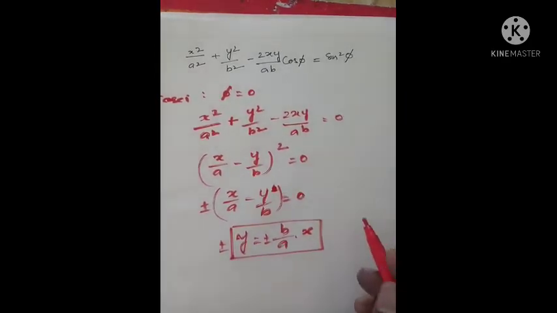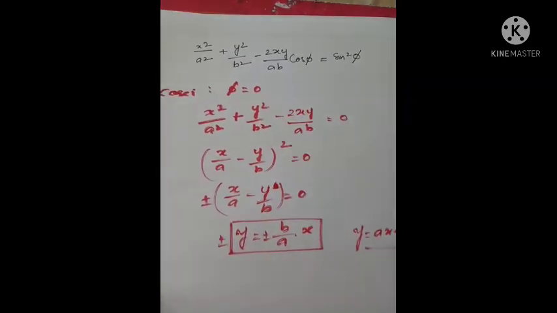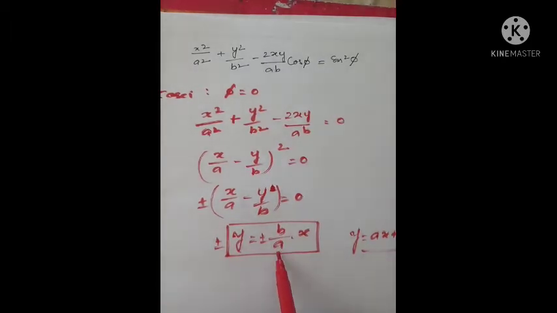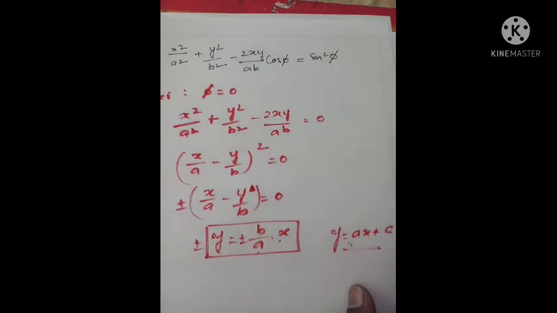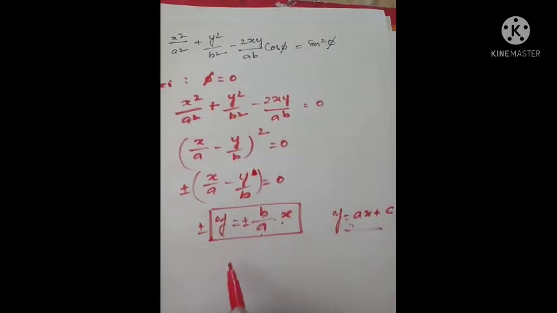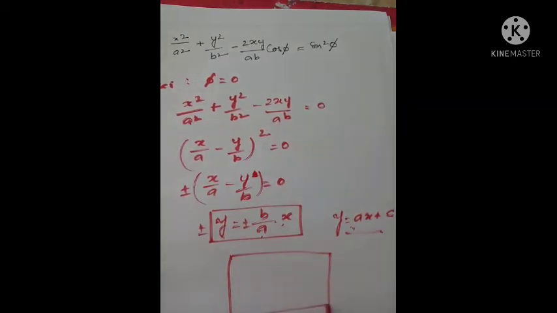What does this equation represent? We know that the equation of a line can be y equals ax plus c. This represents the equation of a line, right? So here we got y equals plus or minus b by a into x, which is similar to this equation. So this represents two coincident straight lines passing through the origin. This equation represents the case where the phase difference between the two vibrations is 0.